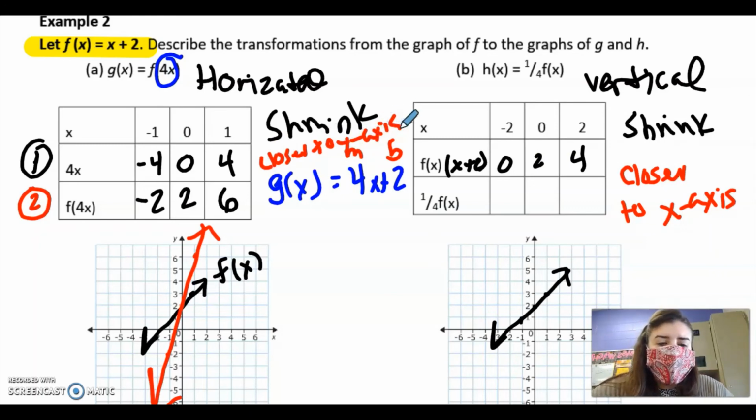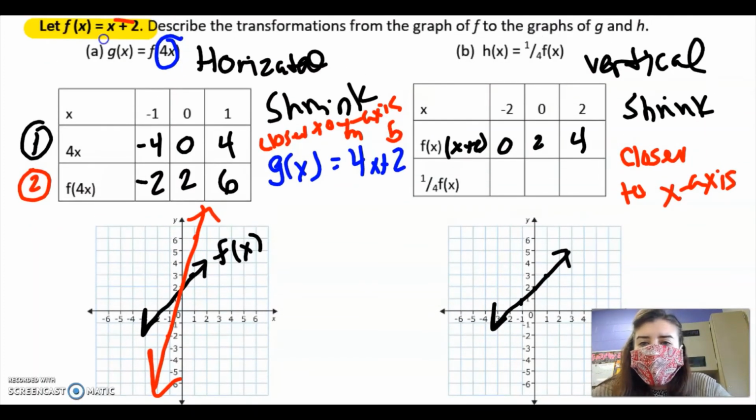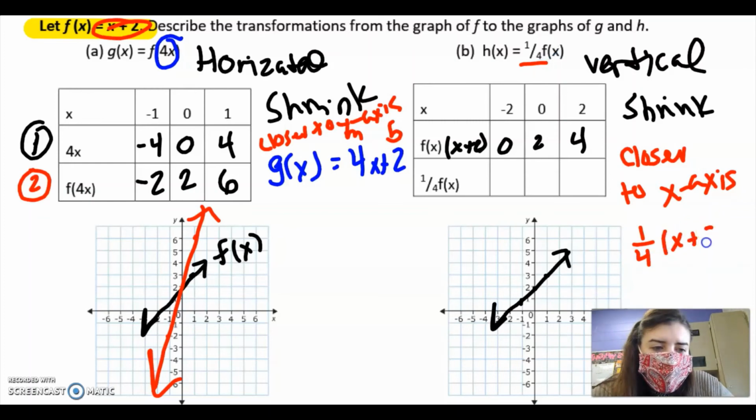Okay. So our parent function was drawn, and now I'm going to adjust our function. So our function's x plus 2, and it's times 1/4. So if you multiply that on the outside of x plus 2, what we should get is 1/4 x plus, let's see, 2 times 1/4, that is 1/2.